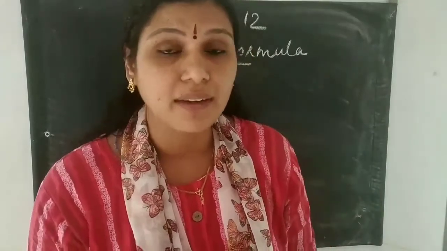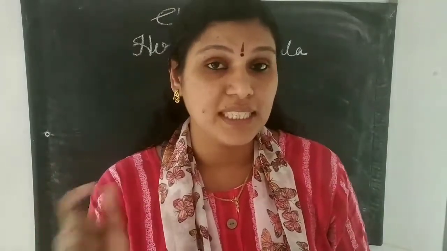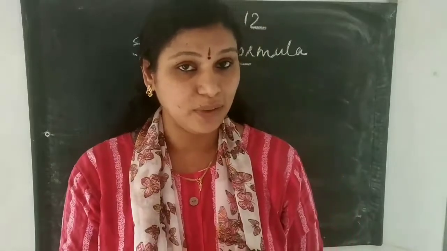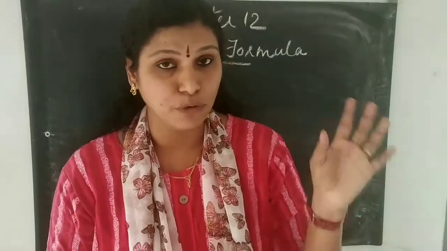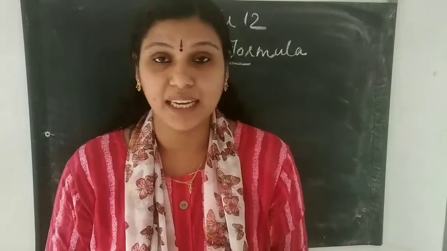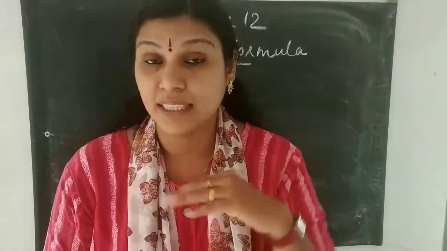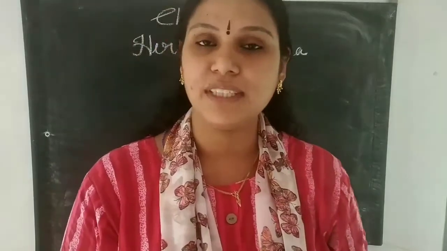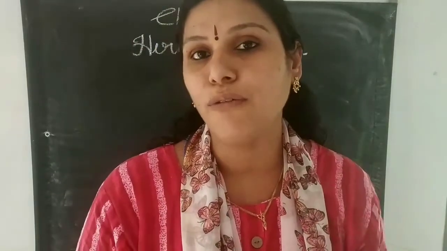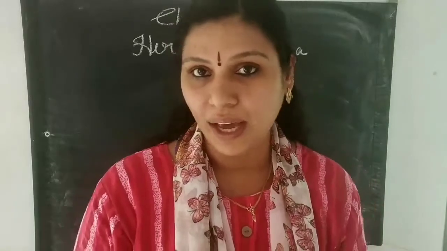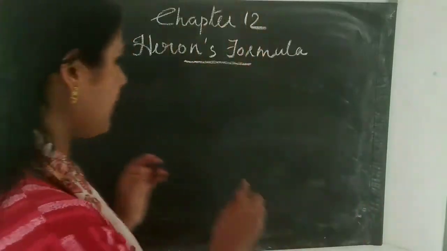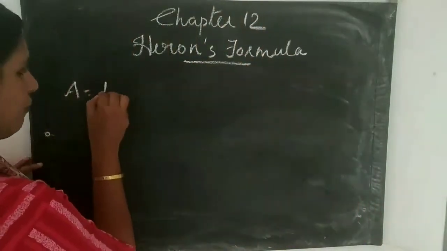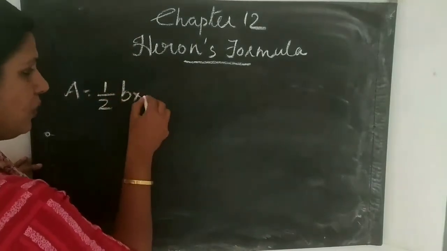In the case of a square, the area is what? That is side into side, and perimeter is 4 into side. And in the case of a triangle, 3 types of triangles are there, isn't it? What is the area of the triangle? That is half into base into height. Area is half into base into height.